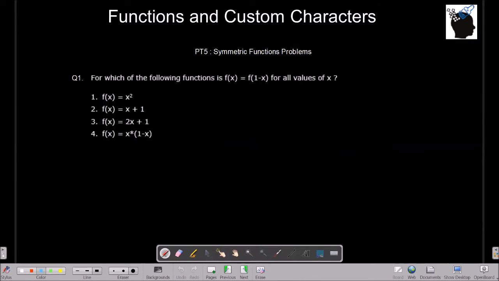So next problem type is on symmetric functions problems. Let's try the first one. For which of the following functions is f of x is equal to f of 1 minus x for all values of x? And a couple of functions are given to us.